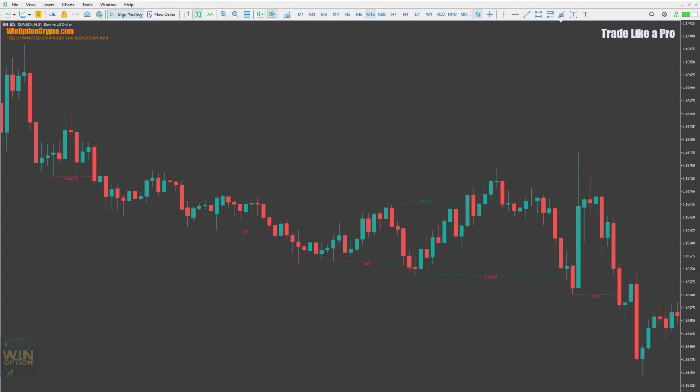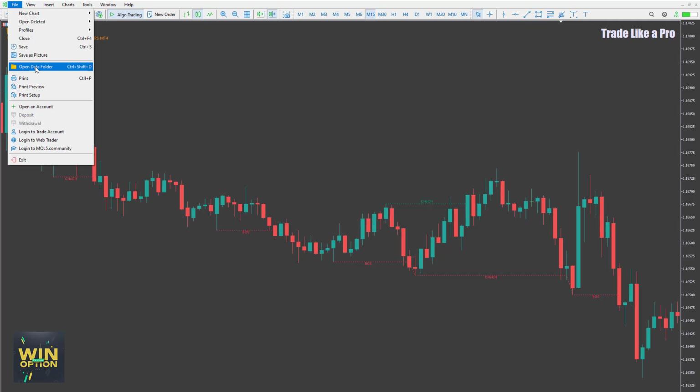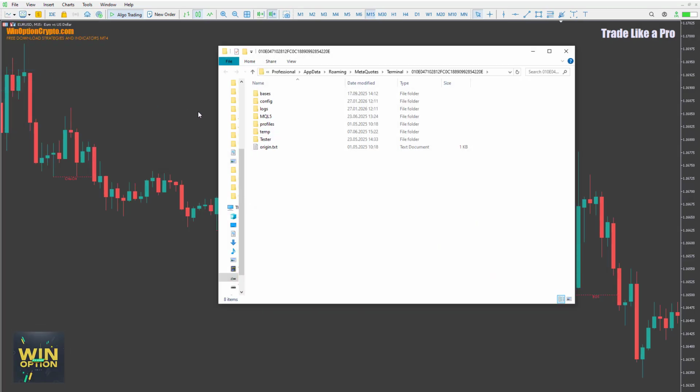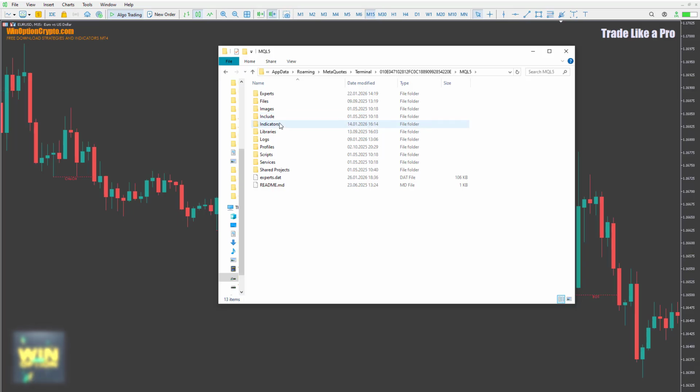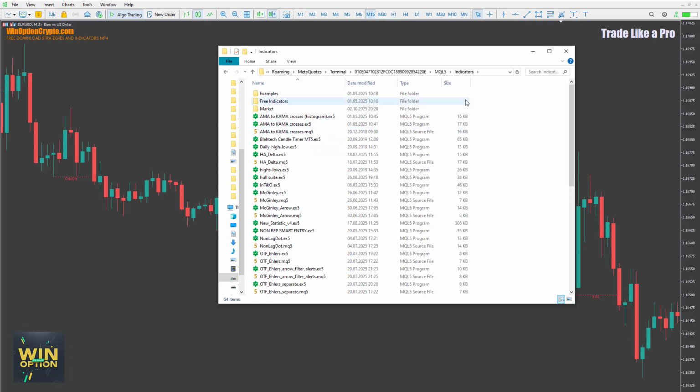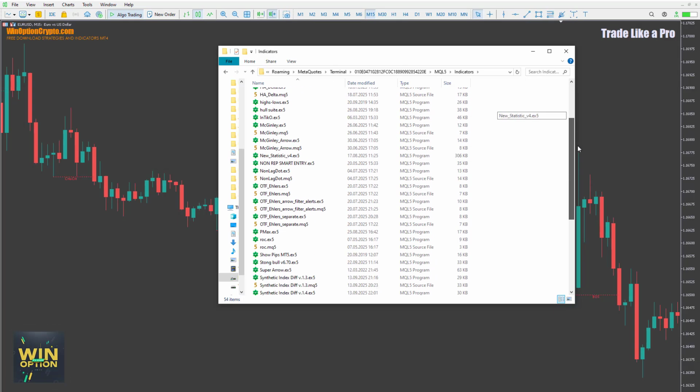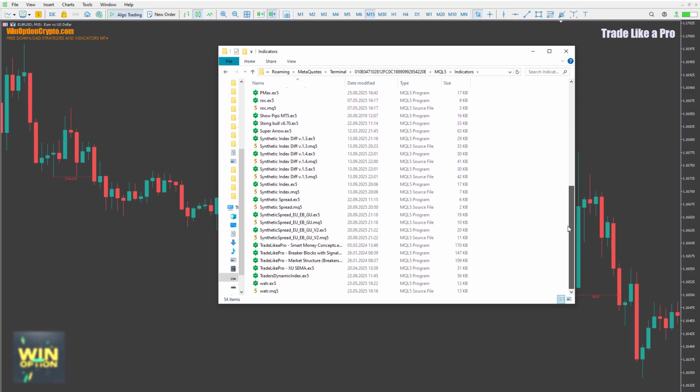First, let's install TLAP in the MetaTrader 5 terminal. Please note that the indicators for this strategy were developed specifically for MetaTrader 5. All of them, along with the template containing all settings, are installed using the standard method. You'll find the link to the indicator archive in the description below this video.